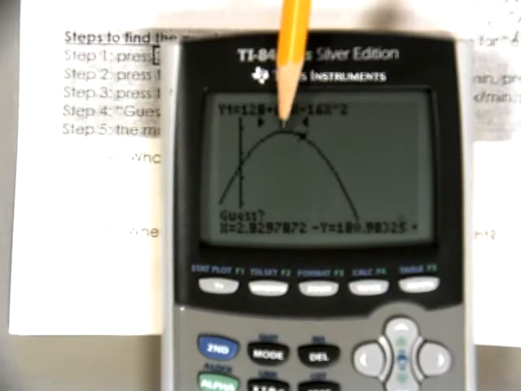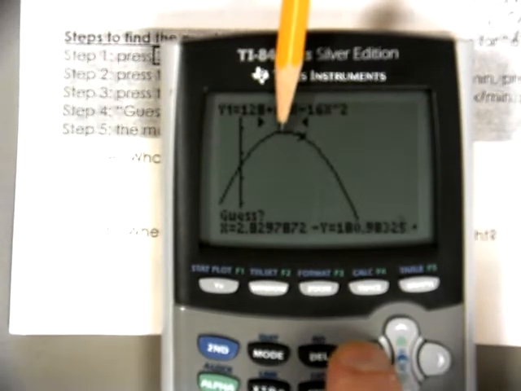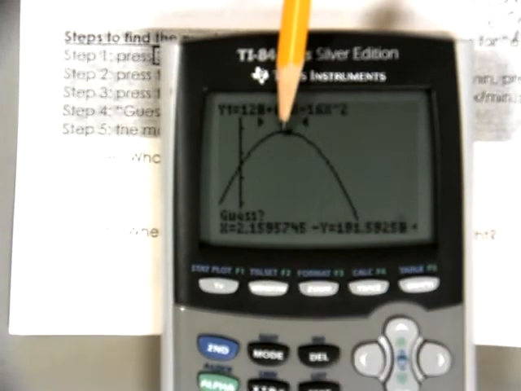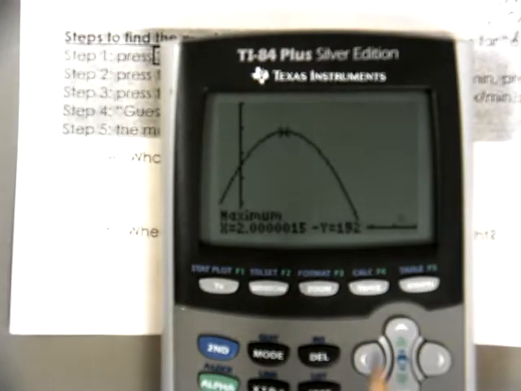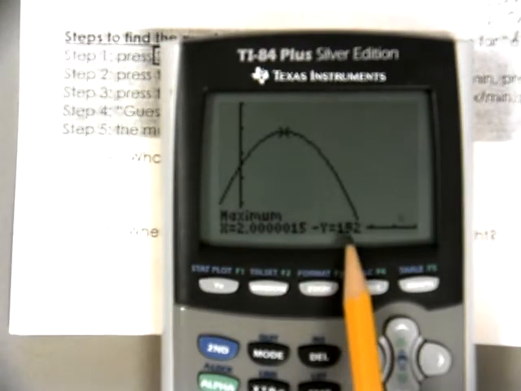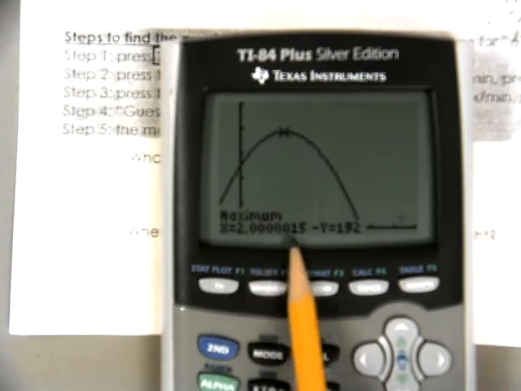Guess is used for if there's more than one possible answer. Sometimes we'll have that. But for a maximum point, we're only going to have that once in a quadratic. You can get closer if you want, doesn't really matter. Hit enter, and everyone should get an answer that's very similar to this. You'll get your actual maximum, and that'll be correct. But your x value can differ.